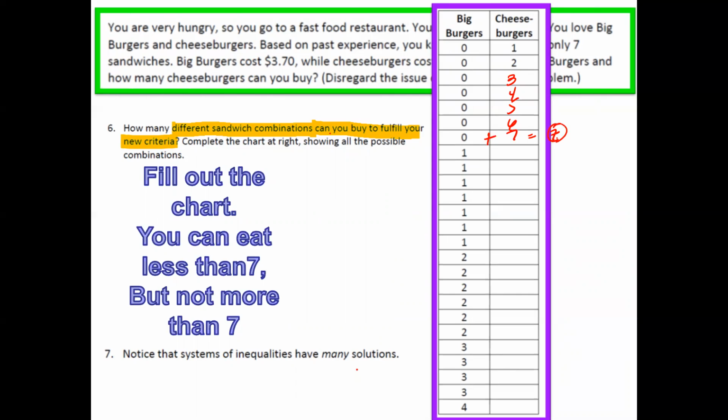If I decide to eat 1 big burger, I could eat 0 cheeseburger, 1 big burger, 1 cheeseburger, 1 big burger, 2, and keep going. And then 2 big burgers and 0, 2, and 1. And just take a moment, pause the video, and fill out this chart.